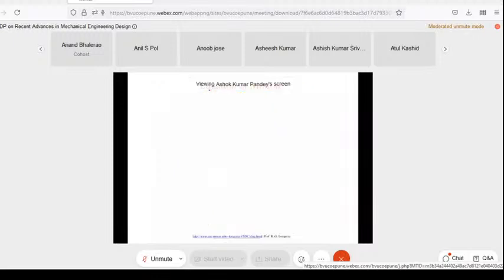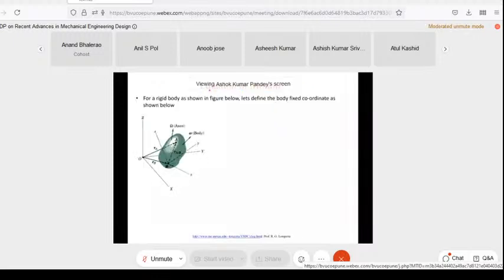So let us see. To write a complete equation of motion of a rigid body like a vehicle, let us assume that your body fixed coordinate is having rotation omega, and one of the components of this body is called the center of gravity. And this is your earth fixed coordinate, right?